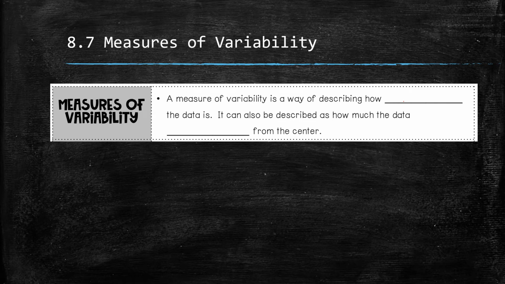A measure of variability, or measure of variation, is a measure that describes the distribution of the data set. A simple measure of variation is to find the range. And remember, the range of a data set is the difference between the greatest value and the least value. So the measure of variability is a way of describing the spread of the data. It can also be used to describe how much the data deviates from the center. So how far is it from the center?